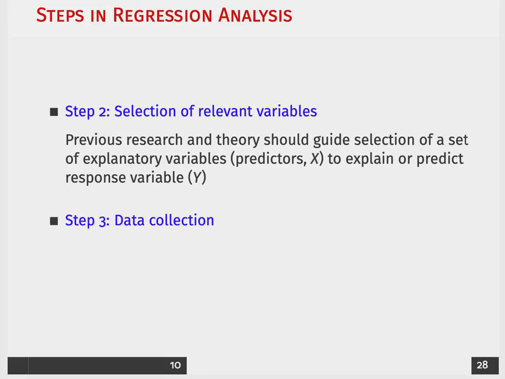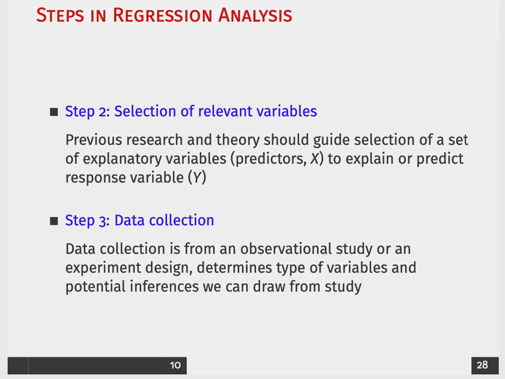Once you have that set of relevant predictors as well as the outcome, you can go ahead and collect that data. We're going to talk about different types of data collection throughout the semester. So this could be from an observational study that has already been conducted, or this could be from an experiment that you are designing yourself in which there is some sort of treatment or condition that is randomized among participants. And this is going to change the potential inferences that we can actually draw from the study.